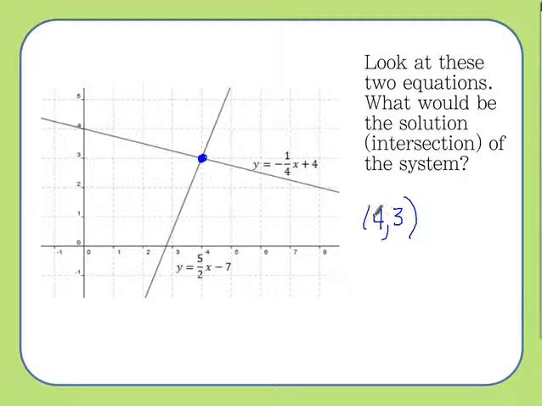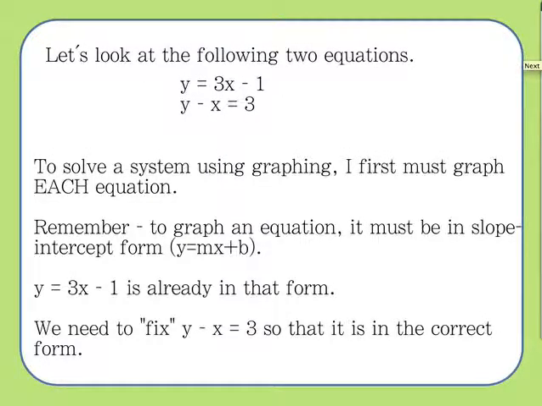So if I was to substitute 4 for x and 3 for y in each one of those equations, I would end up with a true statement. So my solution is where the two graphs intersect. So let's do it all from scratch. Instead of having the graphs already on the coordinate grid, let's go ahead and graph them ourselves and review how to graph equations.